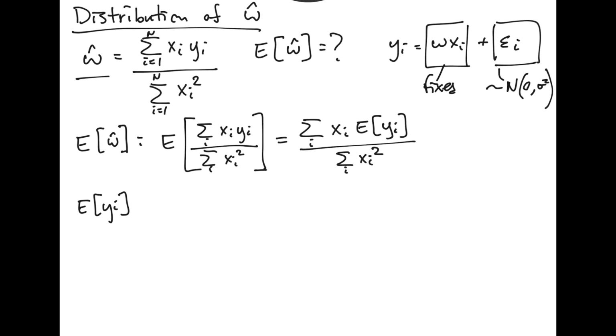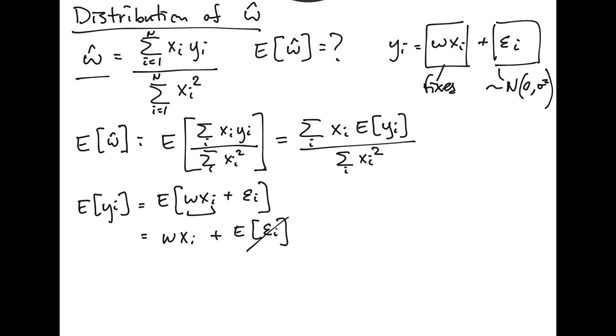So what is E of y sub i? Well, we can plug in our model, which we've assumed to be true. So it's w x sub i plus epsilon sub i. And we said x is fixed, right? So this can come outside the expected value because it's just a constant. Then we have E of epsilon sub i, but this is just 0 because the expected value is 0. So the expected value of y sub i is w times x sub i.